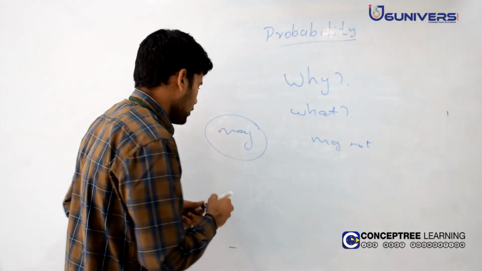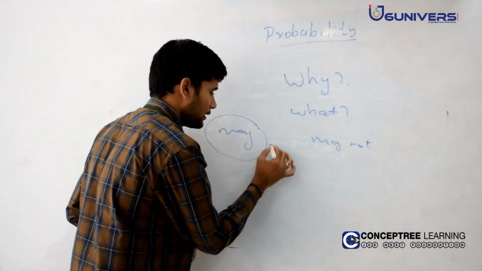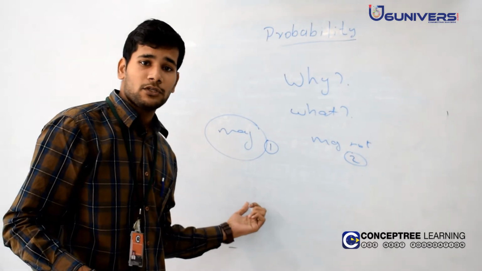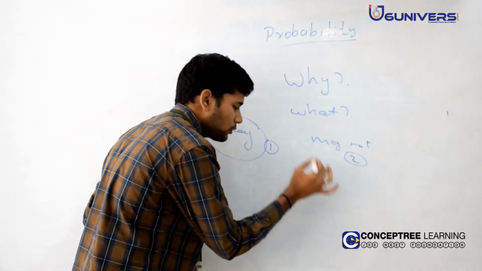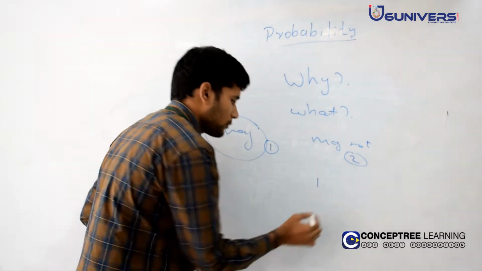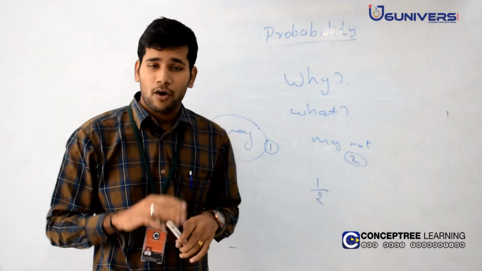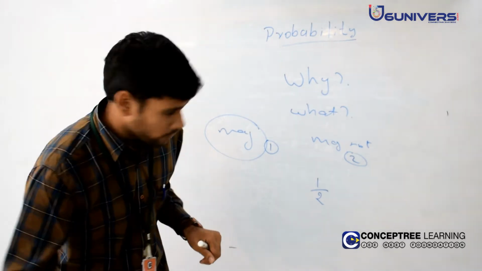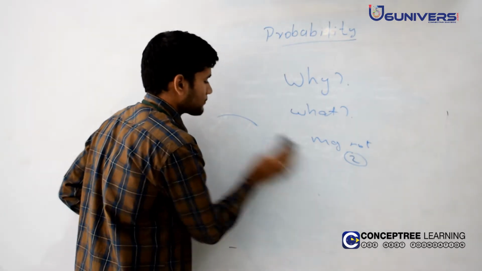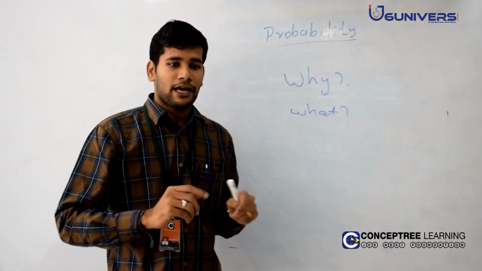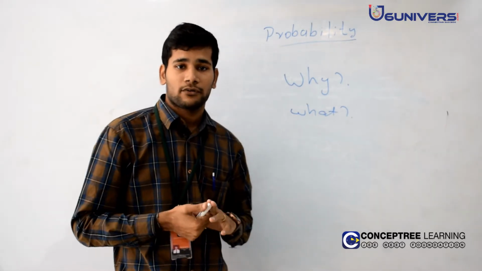The total outcome is 2. It may or it may not. My favorable outcome is that it may rain. That is only one outcome, but the total number of outcomes is 2. So this is a simple practical example of probability, where we use probability in day-to-day life.